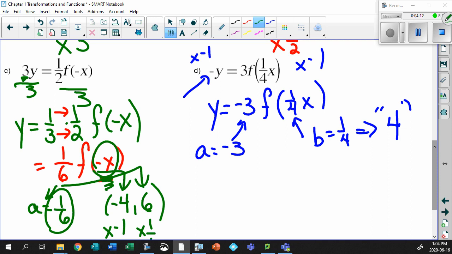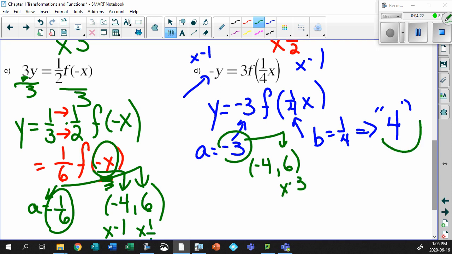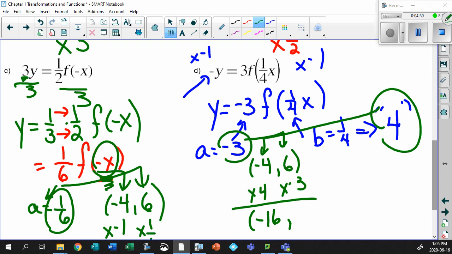Excellent. Okay, our original point, of course, was negative 4, comma 6. Apply the A value right there, multiply that by negative 3, apply the B value right there, multiply that by 4. Look what we get. We get negative 16, comma negative 18. Oh my goodness, right? So think of what we're doing here. This is a stretch of 3 and a vertical reflection. This is a stretch of 4. Don't forget to flip it.